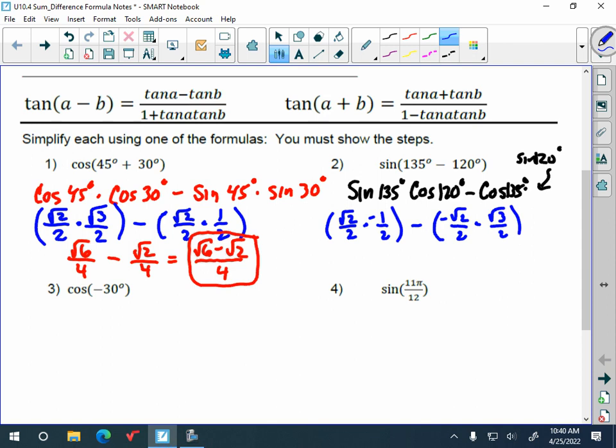All right, so now we'll simplify this down. All right, so multiplying root 2 over 2 times negative 1/2 becomes negative root 2 over 4. Okay, minus negative root 2 over 2 times root 3 over 2 becomes negative root 6 over 4. Now we have a double negative here, so we can make it plus. Same denominator, carry it across. Negative root 2 plus root 6 over 4.